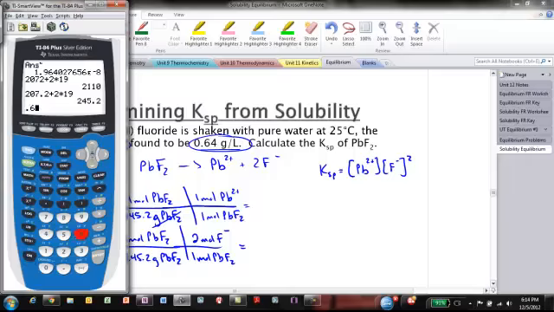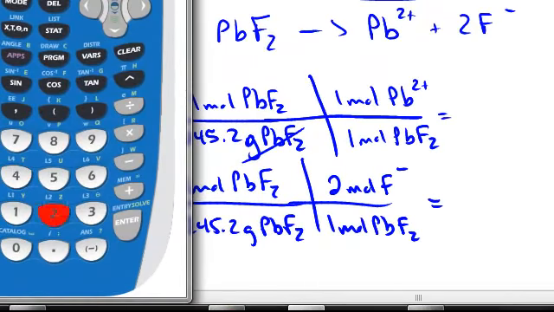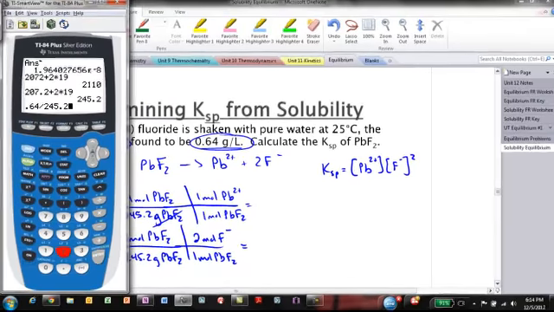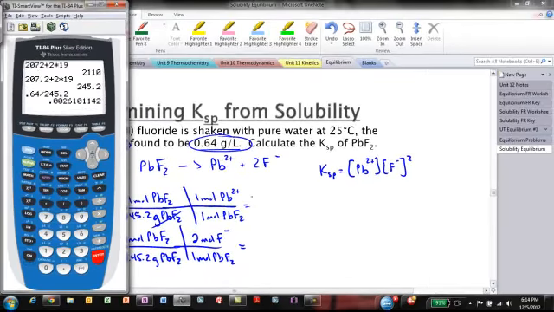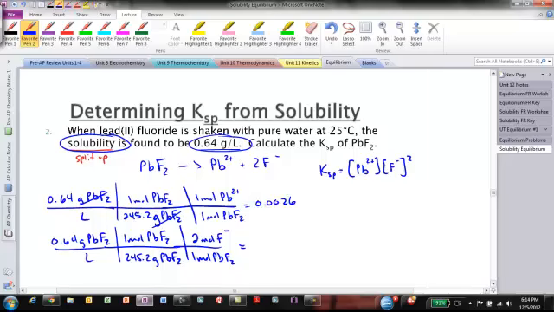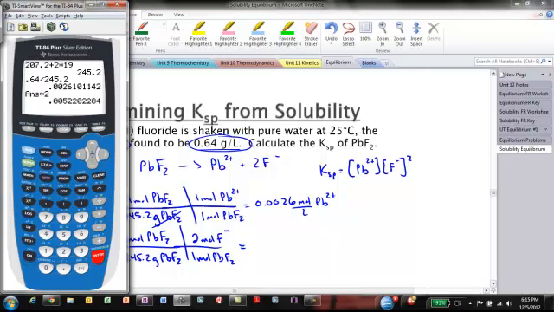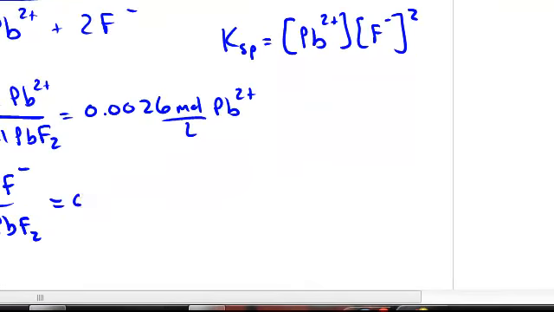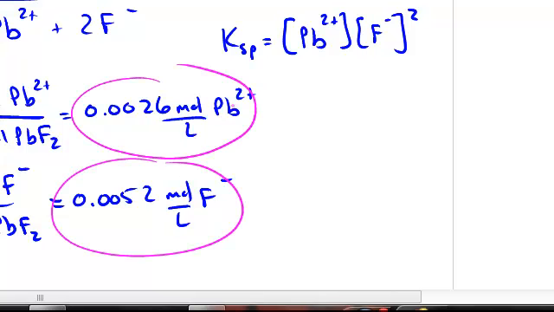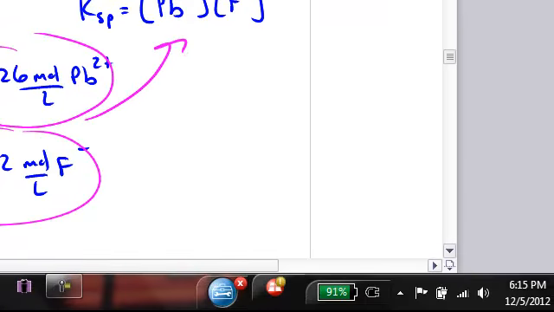So this first one is 0.64 divided by 245.2, and we get 0.0026 of lead, and then to make that into F, you've got to multiply by 2. So we get 0.0052. And now you have both pieces of information. This is concentration of F, concentration of Pb2 plus, that goes into your Ksp formula.